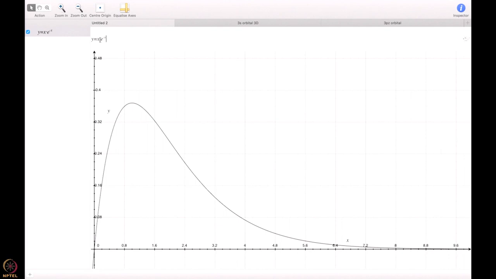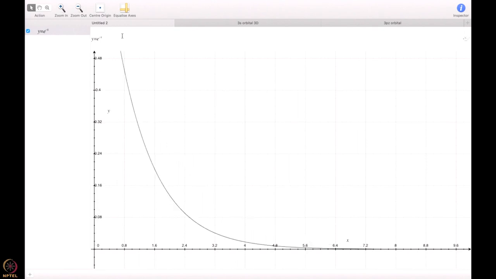I want to plot e to the power minus x, that is all. I strongly encourage you to do this yourself, it is a lot of fun. I have a MacBook, so I am using Grapher, but you can use any graph plotting software of your choice and you can play around like I am doing right now. Okay, here goes. So, exponential decay.